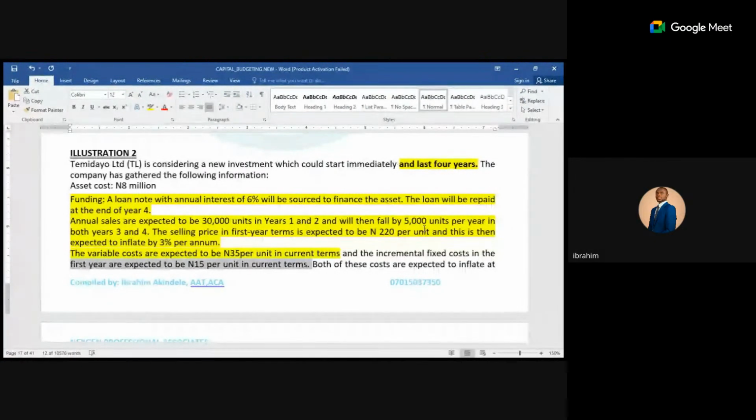The question says that the selling price in the first year term is expected to be this, meaning that after that first year, the first year is expected to be that figure that you have. Then after that, you have raised to power 1, you have raised to power 2, you have raised to power 3.